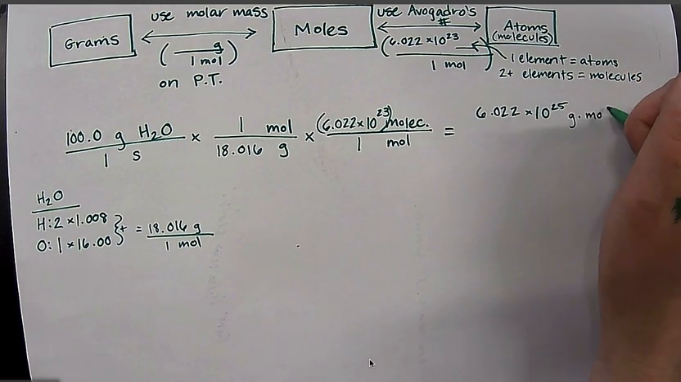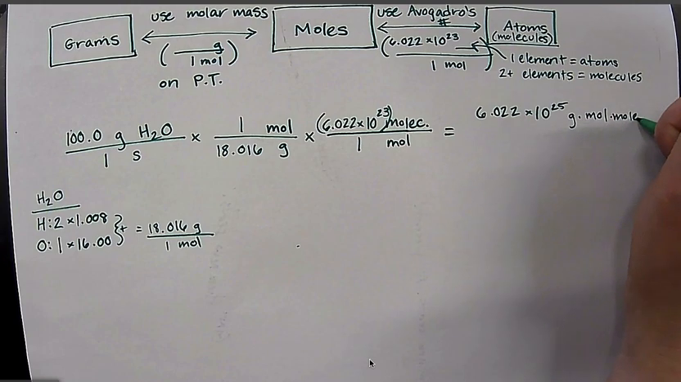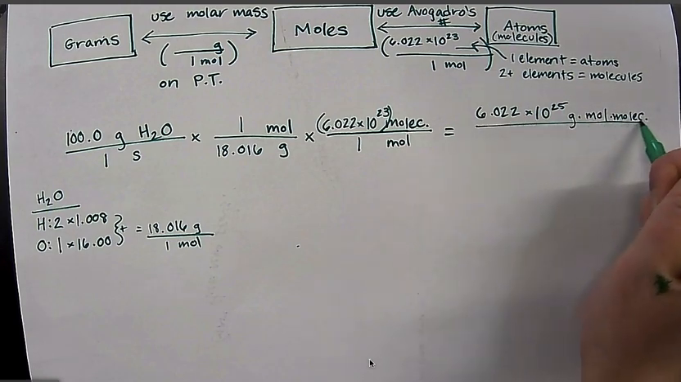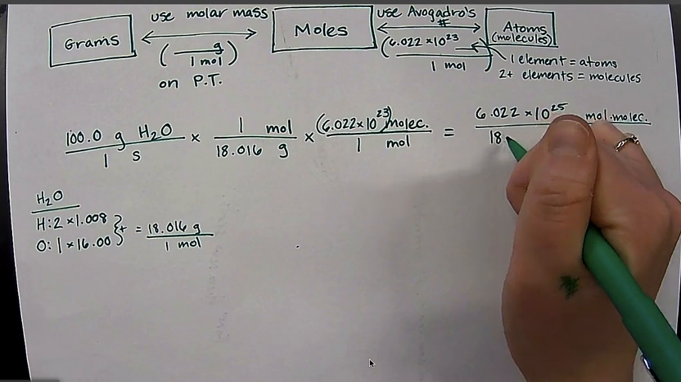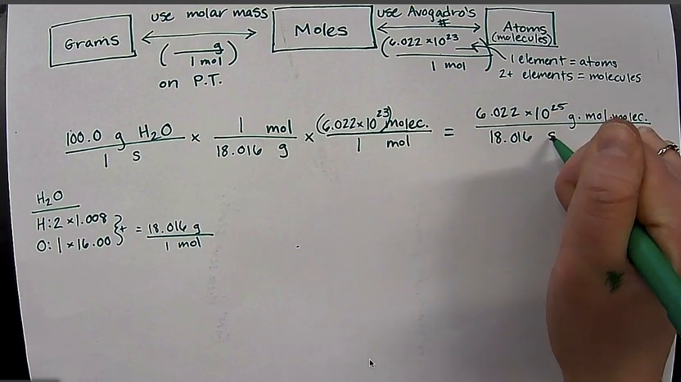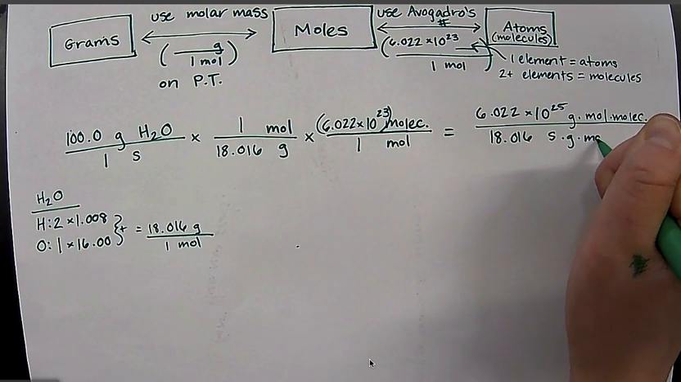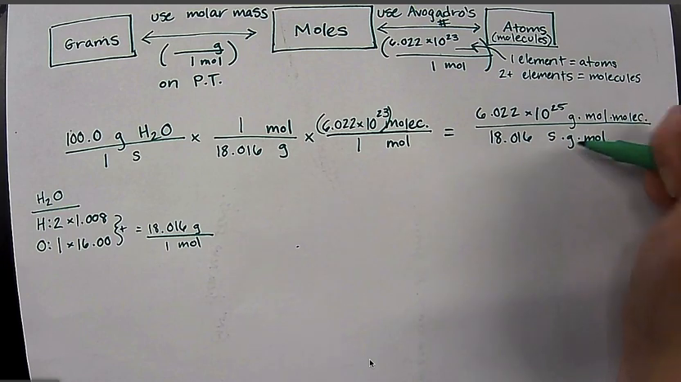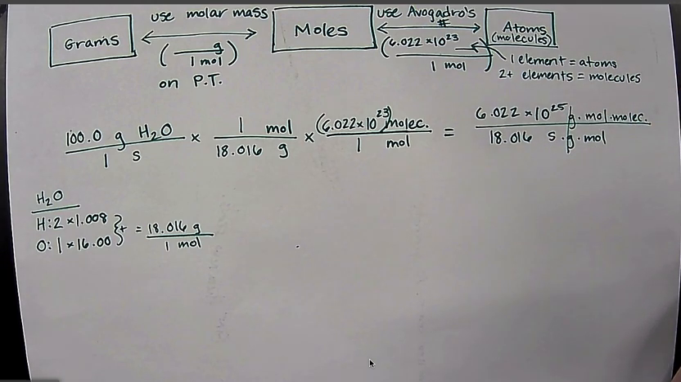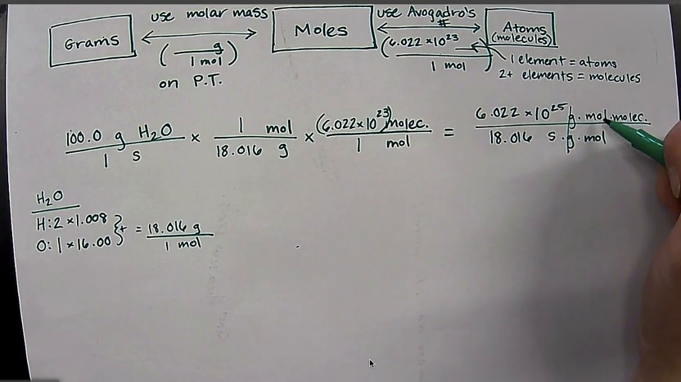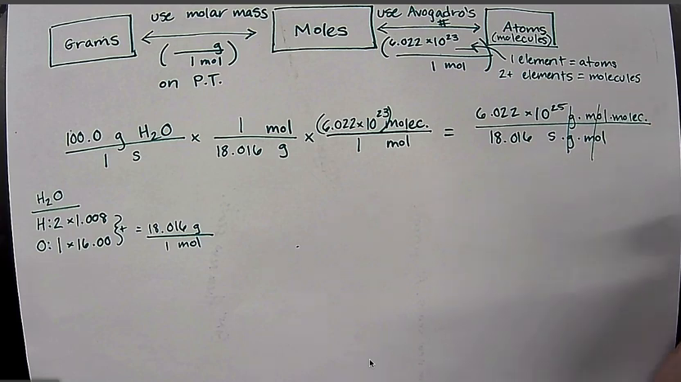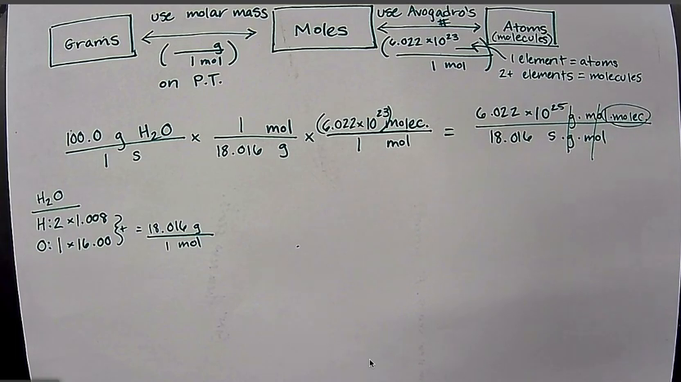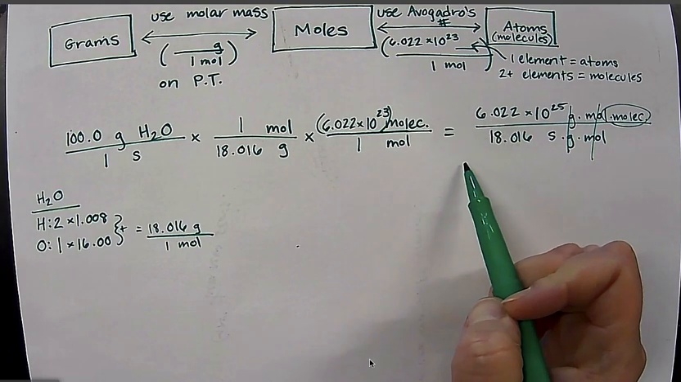Grams times moles times molecules. 1 times 18.016 times 1, 18.016. Sample times grams times moles. Hey, what cancels? Like when we learned how to do first step problems, grams cancels, but now moles cancels as well. So the unit that's left on my answer will be molecules. What's left is to divide these numbers.